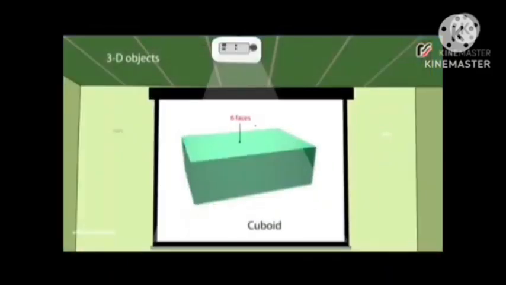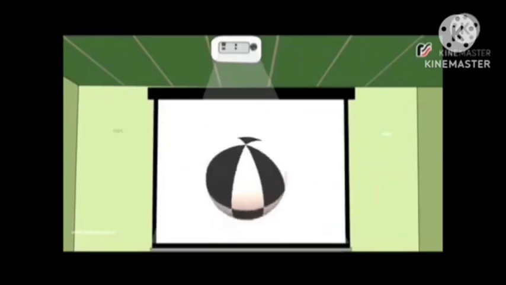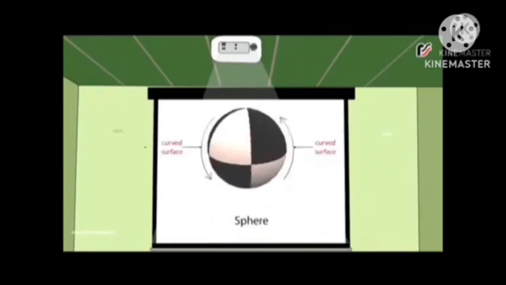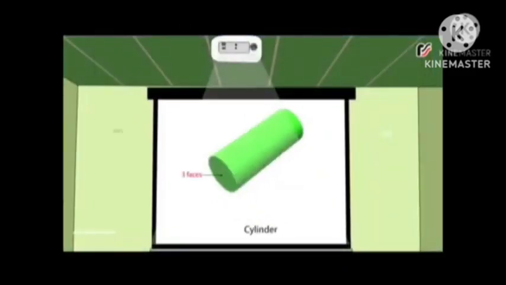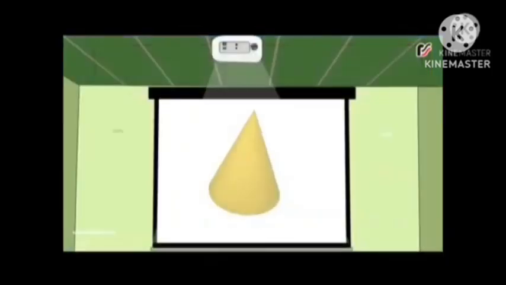3D objects. This is a cuboid. It has 6 faces, 12 edges and 8 corners. This is a cube. It has 6 faces, 12 edges and 8 corners. This is a sphere. It has 1 curved surface. This is a cylinder. It has 3 faces, 1 curved plus 2 circular, and 2 edges. This is a cone. It has 2 faces, 1 edge and 1 corner.